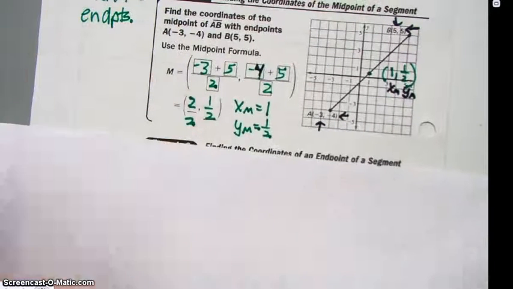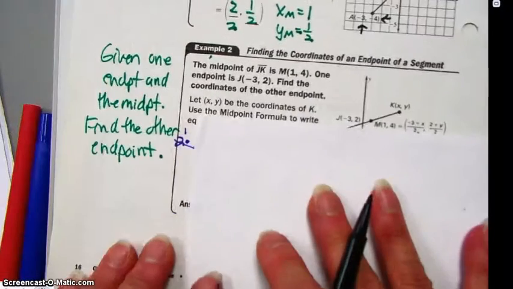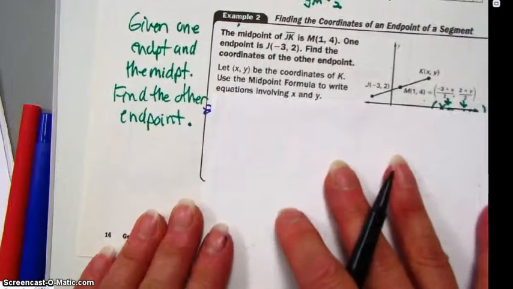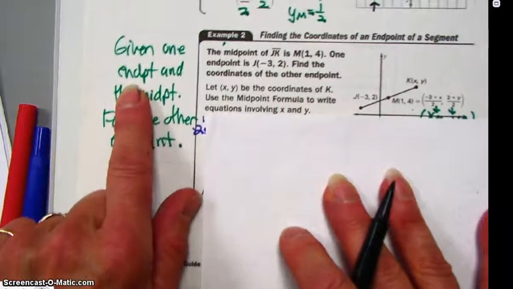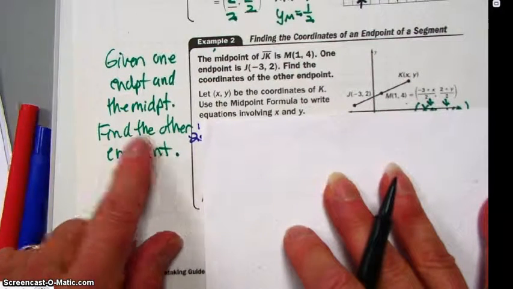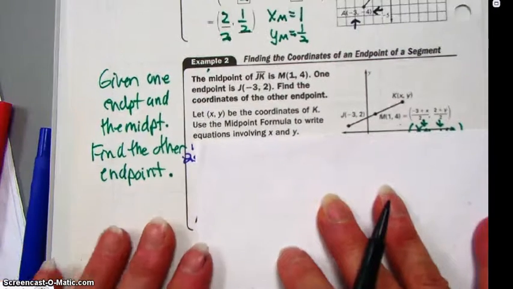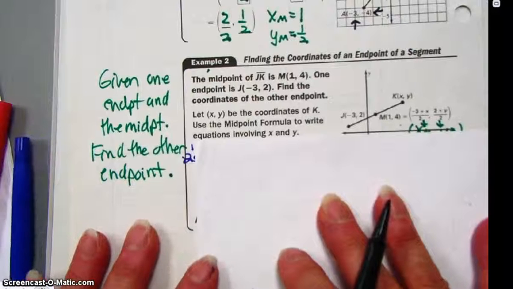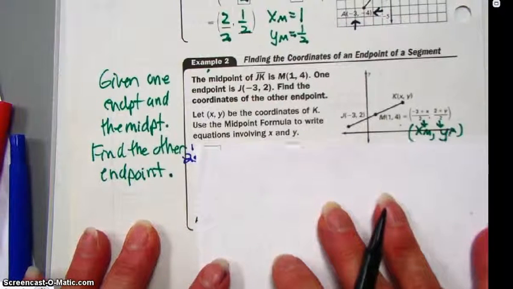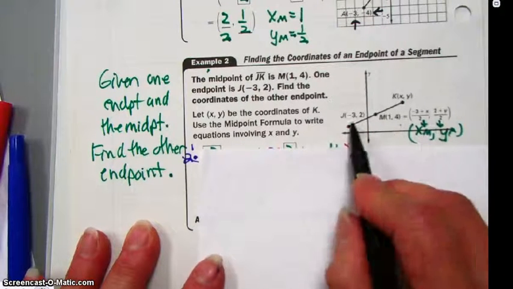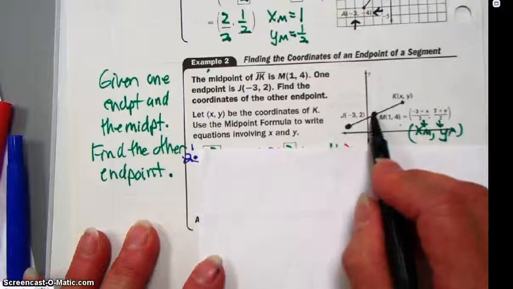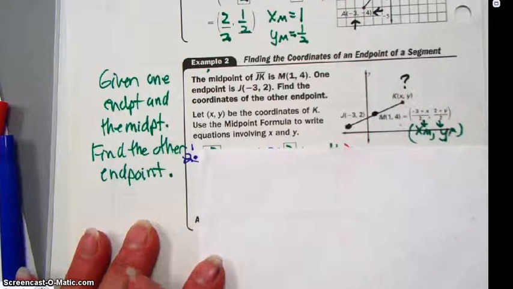Now, that's the easy one, called finding the midpoint given the endpoints. But how about if you know this? Given one endpoint and the midpoint, find the other endpoint. So you can see in the picture here that we know J and we know M. We just don't know the other endpoint. So we plug it into the formula.